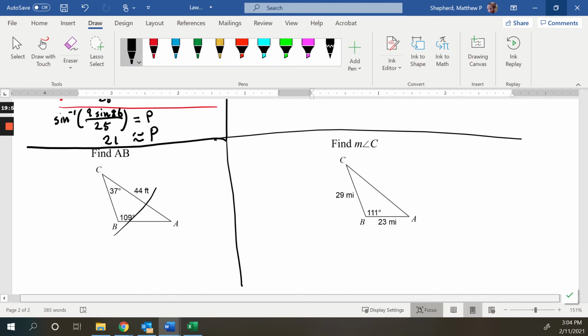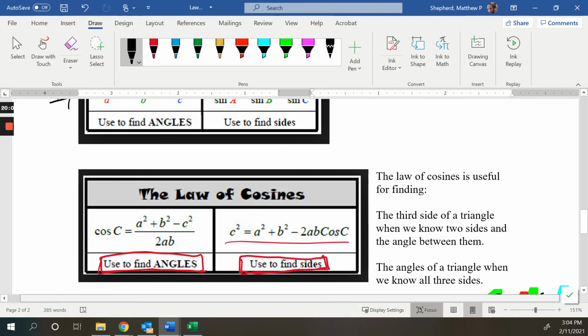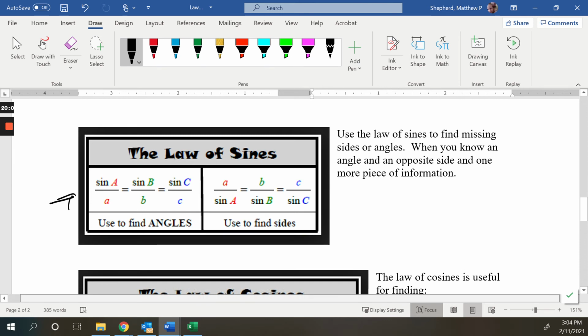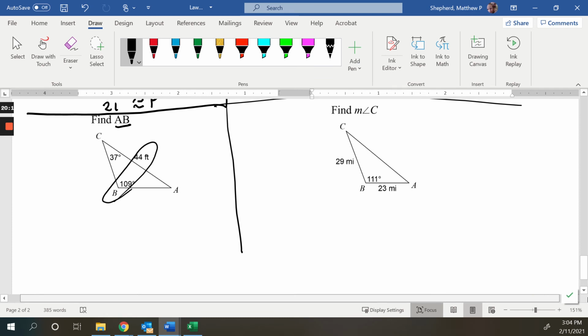Okay, once again, I have an angle with its opposite side. This time I am looking for a side, so if I go up to my handy little guide, law of sines, I'm trying to find a side. I'm going to put the sides on top, which makes sense. That's going to make things easier. So 44 over sine of 109 is equal to, and I'm looking for the side AB, so this side right here.